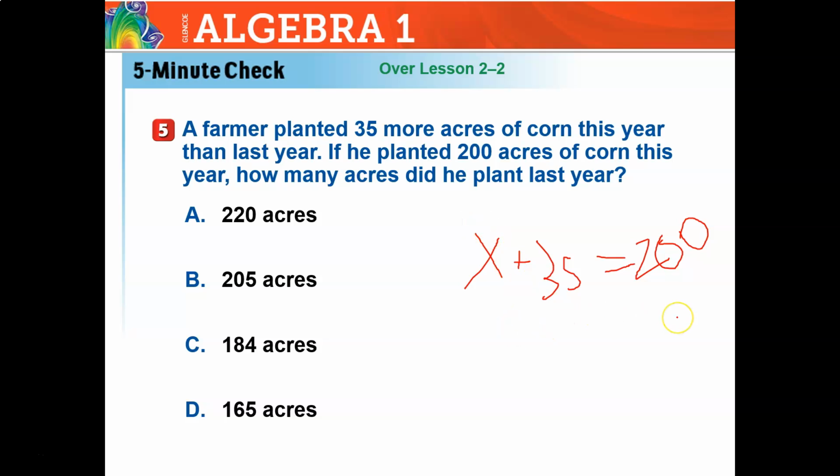So you're going to subtract 35 from both sides. What would you get? 165.